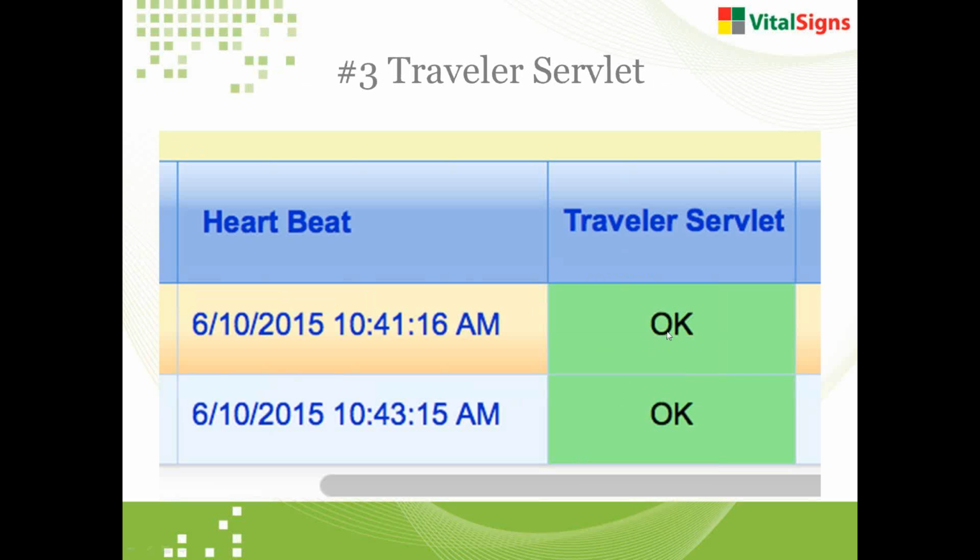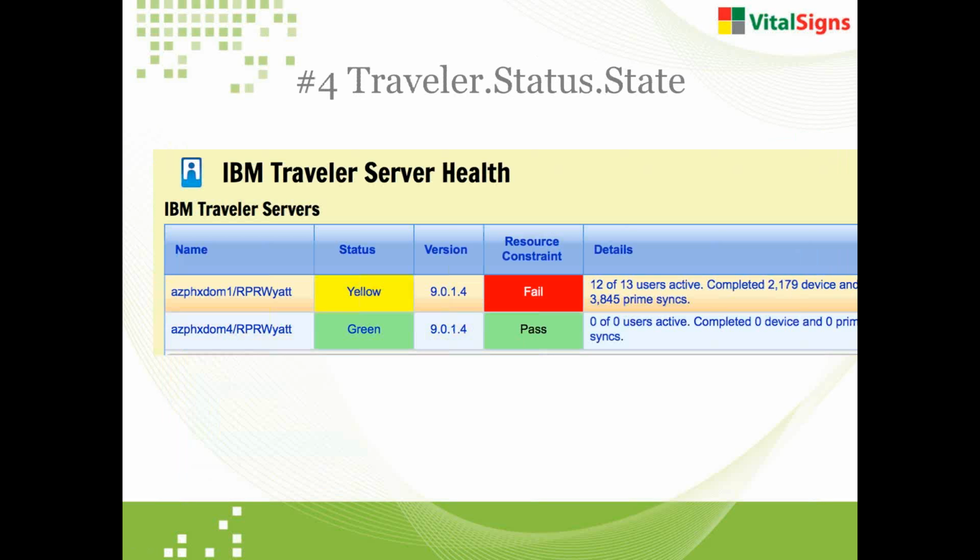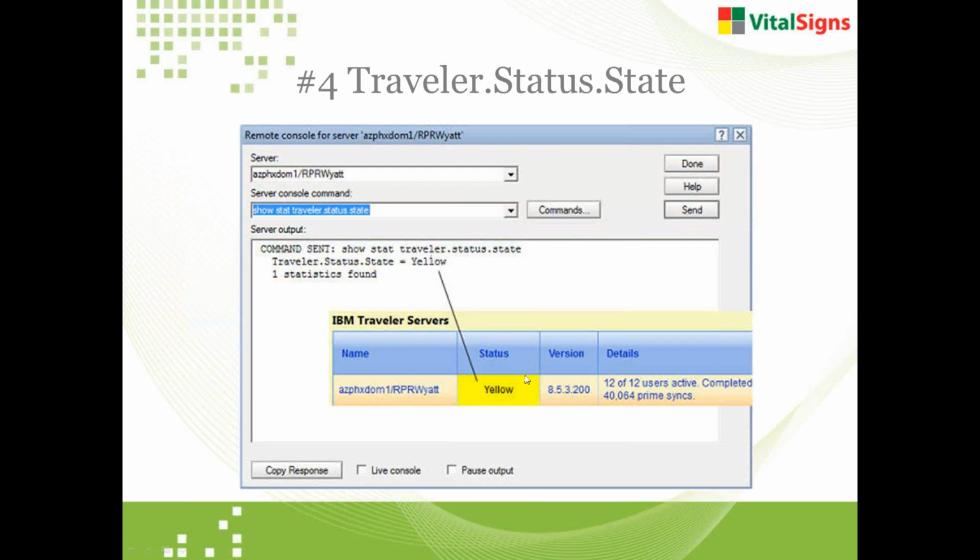It will also query the Traveler servlet. We do that by doing an HTTP GET request, basically, or an HTTPS request, depending on how you have your Traveler server configured. And then we pass it a set of user credentials, and then we look for the string "Traveler is available." And that either constitutes a pass or a fail. And if we get something other than the pass back, then we'll even tell you what it's reporting instead. The Traveler.Status.State, we also color code. That's just basically taking that console command and sticking the value into the box.